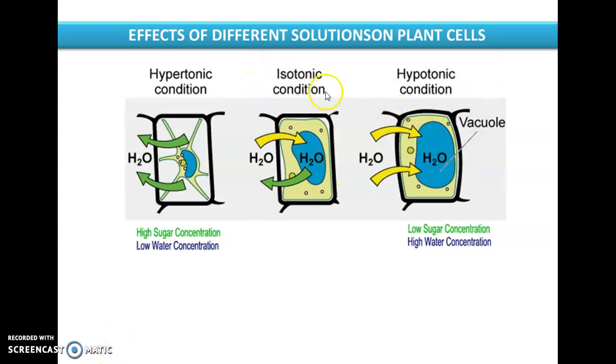Third condition is isotonic solution. In this, the water concentration or solvent concentration in medium and in cell is exactly the same. So there will be no movement of water across the plasma membrane. Such type of solution is called isotonic solution.